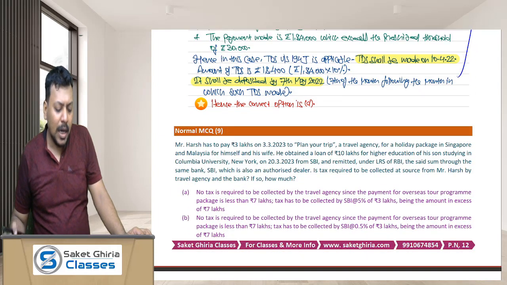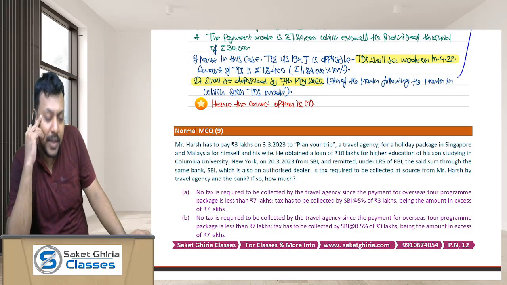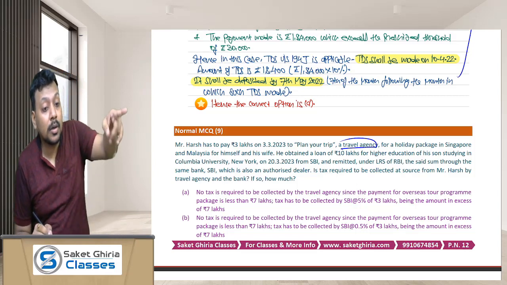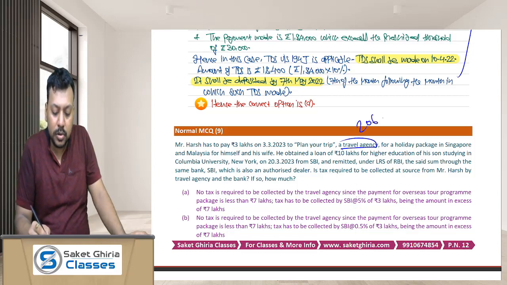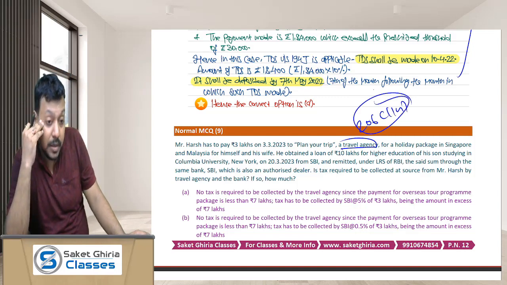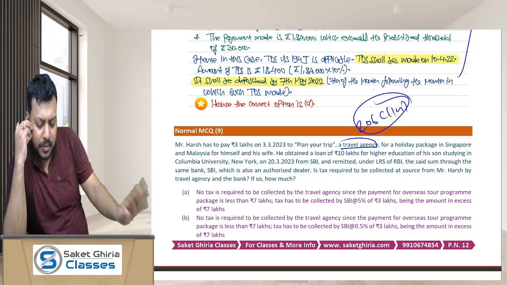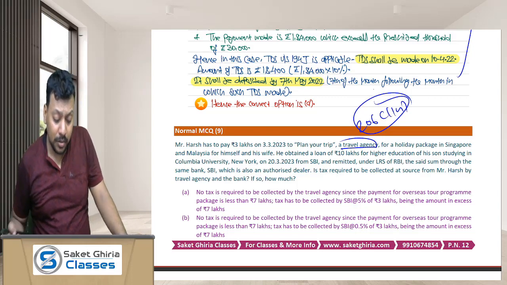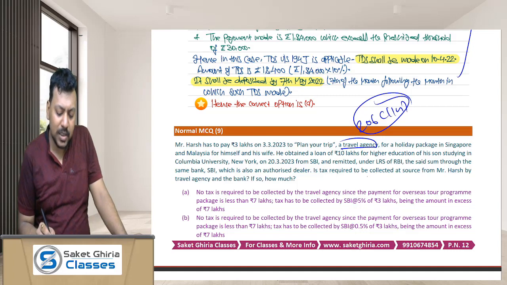Okay, moving further, Mr. Harsh has to pay rupees 3 lakh to a travel agency to plan his trip. As you have seen the travel agency, you should immediately recall the TCS provision under section 206C(1)(g). This is for holiday packages in Singapore and Malaysia for himself and his wife. He obtained a loan of rupees 10 lakh for higher education of his son studying in Columbia University, New York, in 2023 from SBI, and remitted the said sum under the LRS, the Liberalized Remittance Scheme of RBI, through the same bank, that is SBI, which is also an authorized dealer. Very good. Is tax required to be collected at source?